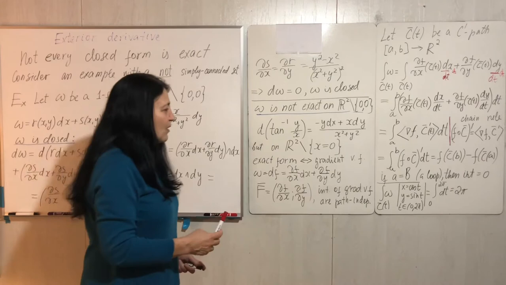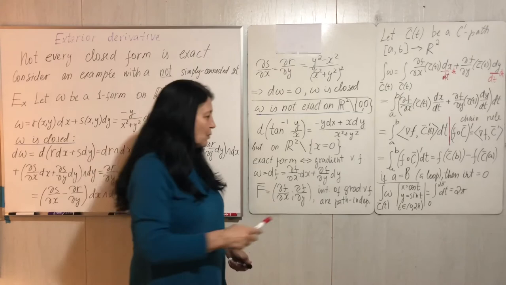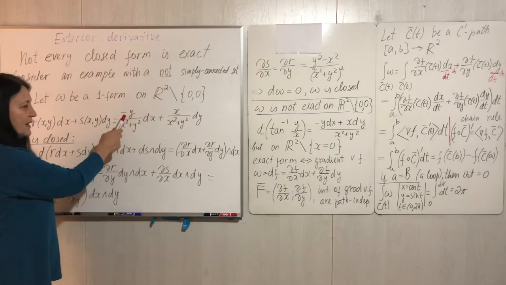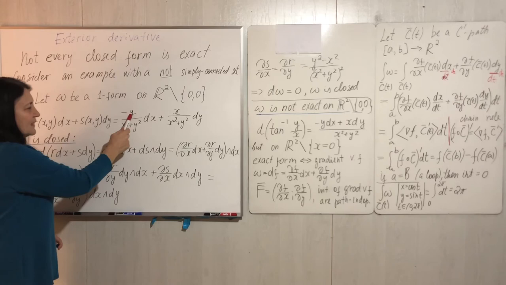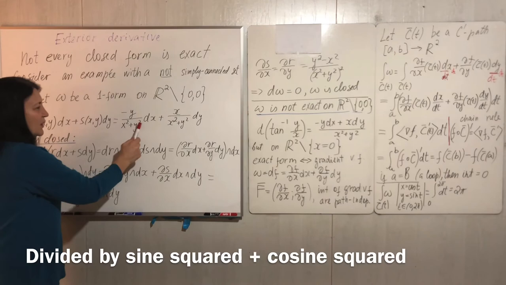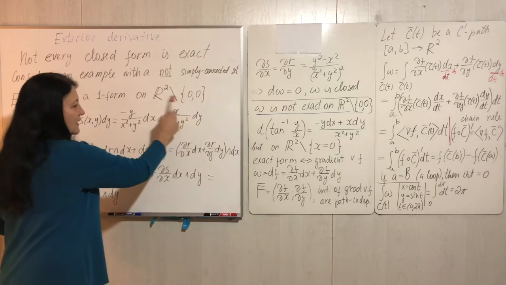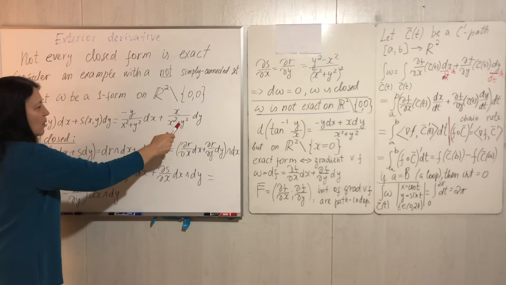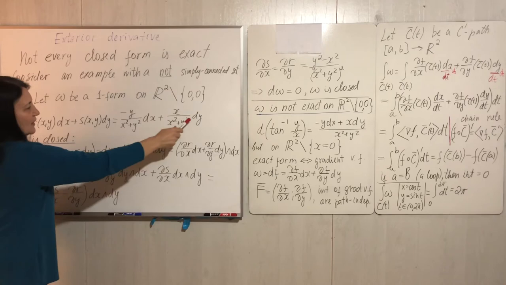Let's take a unit circle centered at the origin. Let's parameterize this circle. Then what do we see from here? If x is cosine t, y is sine t, then this will be negative sine t. dx would also be negative sine t. So here we have sine square divided by sine square. And then here we have cosine times cosine, cosine square over sine square plus cosine square. So we have cosine square from here, sine square from here. So the whole thing is 1. It's just multiplied by dt. Right? So that's what we have here.